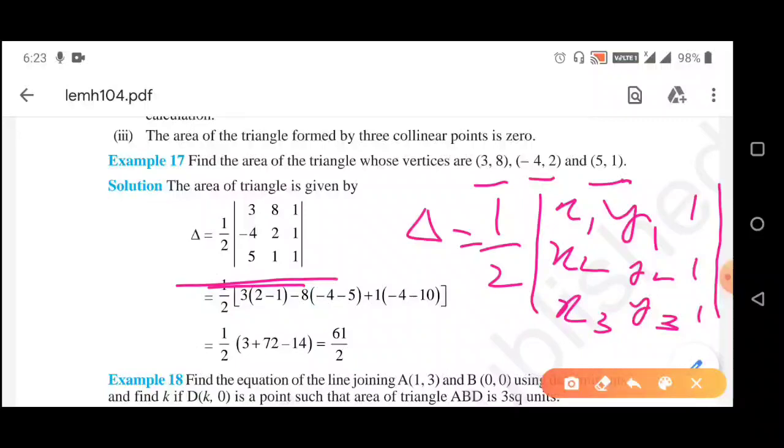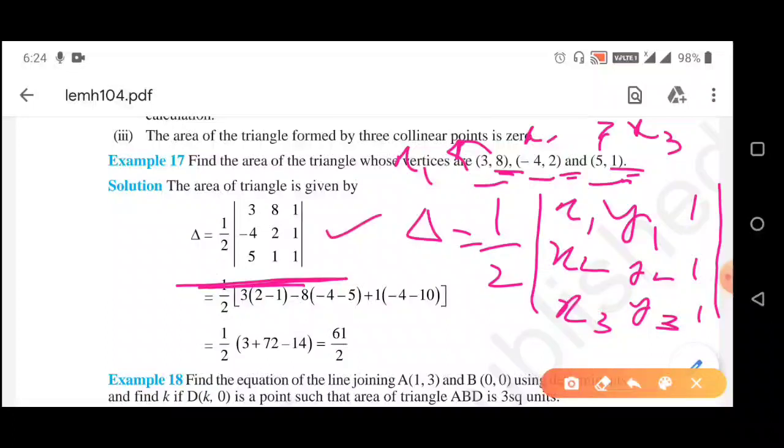Now suppose this 3 is x1, this minus 4 is x2 and this 5 is x3, and 8 is y1, 2 is y2 and 1 is y3. So accordingly we will write these numbers in place of this x1, x2, x3, y1, y2, y3. Now we will do the calculation by expanding the determinant.